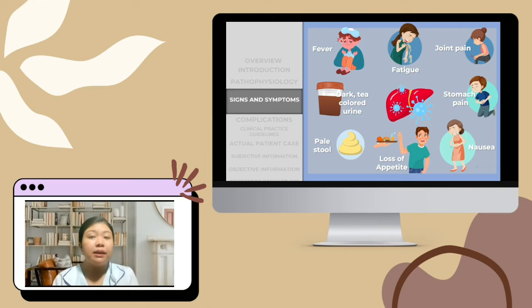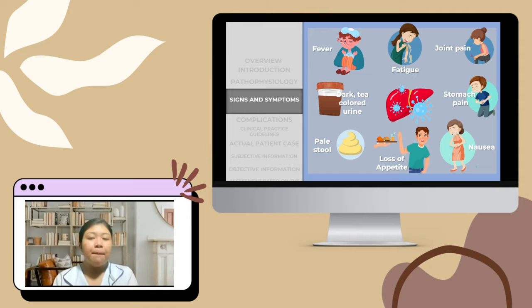or yung parang nakakaramdam ka ng panghihina na hindi lang physically but also mentally, or pwede din naman combination of the both. Joint pain or yung pagkakaroon ng pain and inflammation sa any part of the joints natin like yung sa bones, sa cartilage, sa tendons, or sa muscles. Next is stomach pain. Next is nausea or yung parang nahihirapan yung intestine natin na mag-absorb ng nutrients na galing sa kinakain natin because of bile production.